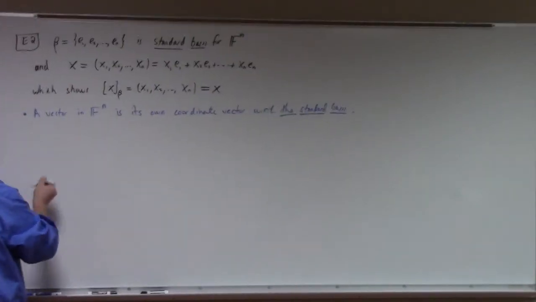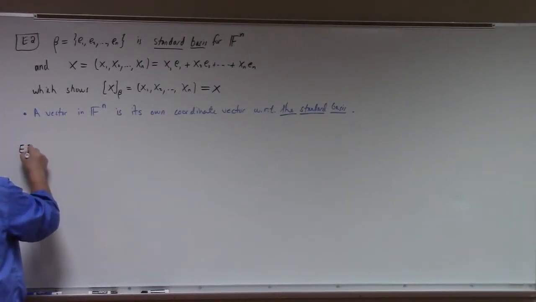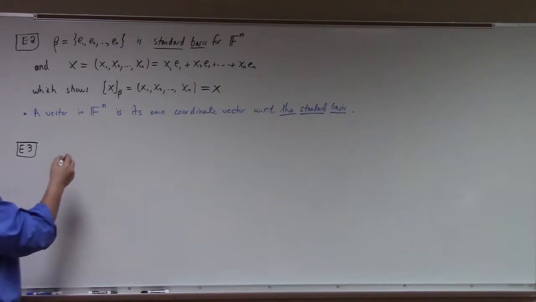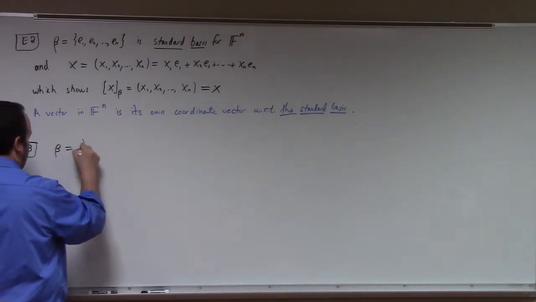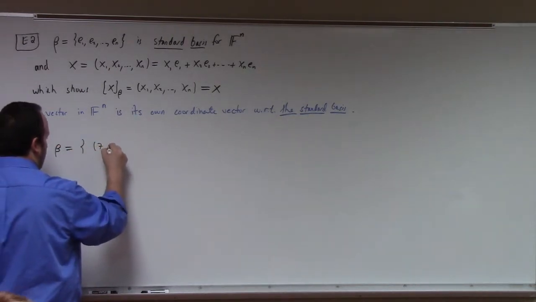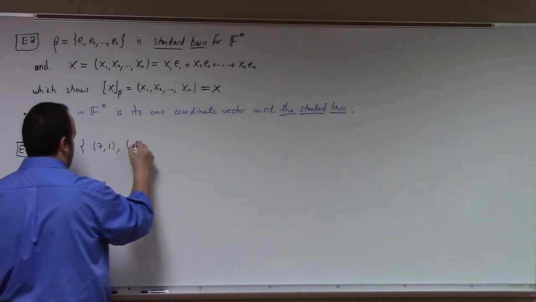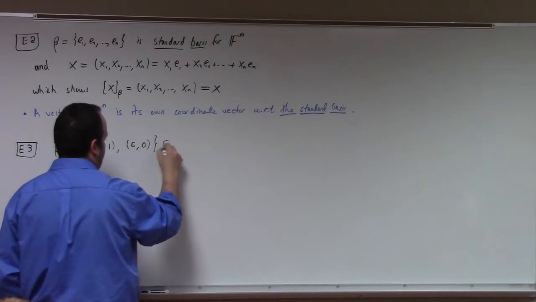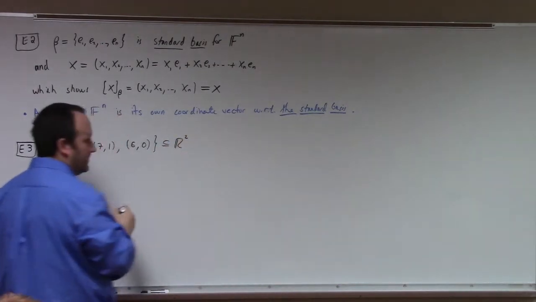So like example 3. Let me do something that's not just a definition, that's got a little bit more numerics to it. We could look at beta equals, I don't know, 7, 1, and 6, 0. This would be a subset of R2, right?